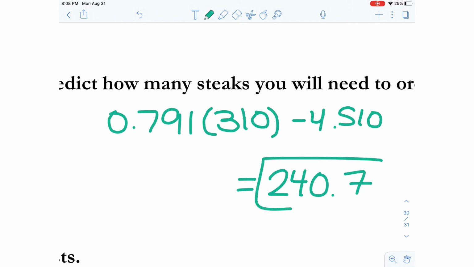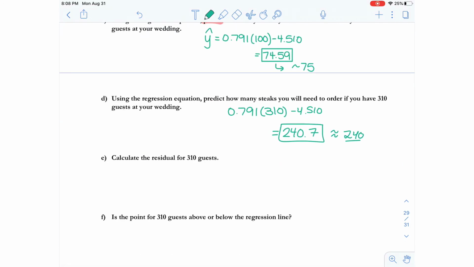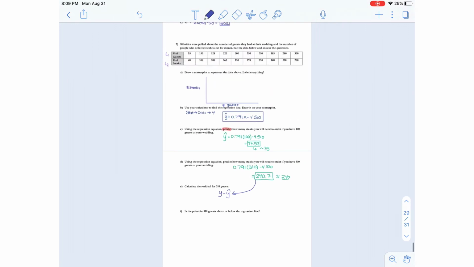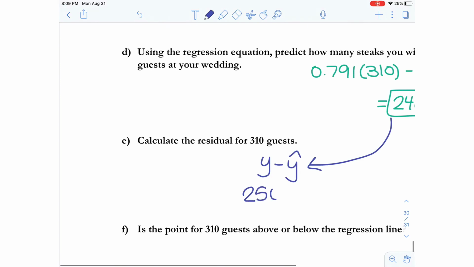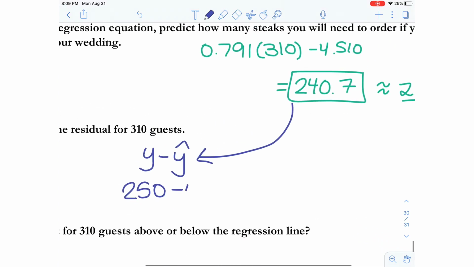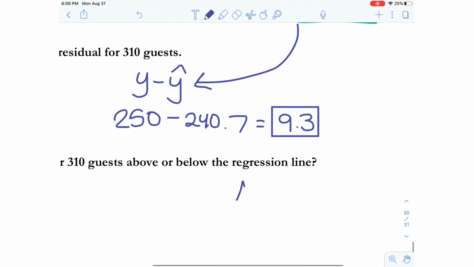So this answer is 240.7. I would say about 240 steaks for that one, or 241 steaks. Then it says calculate the residual. This is the y minus y hat. We already calculated y hat because we plugged into the regression equation. The y comes from the chart. The y was 250. The actual data was 250 minus, and let's use the exact number, 240.7. That gives me 9.3. So the actual data was above average. It was above the line.